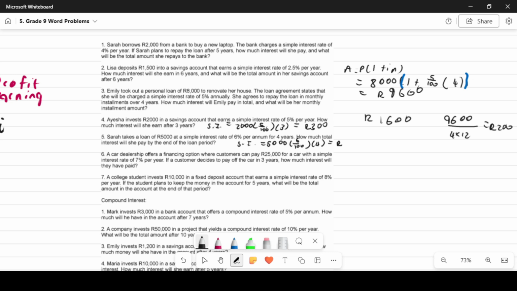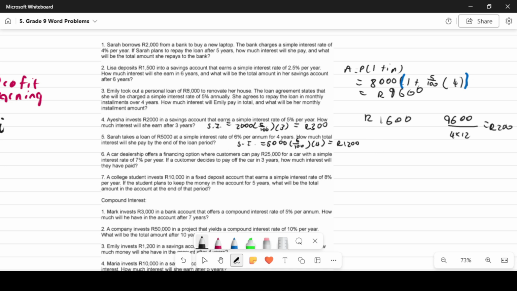That gives us 1,200 Rand worth of interest. A car dealership offers a financing option where customers can pay 25,000 Rand for a car with a simple interest rate of 7% per annum. If the customer decides to pay off the car in 3 years, how much interest will they have paid?